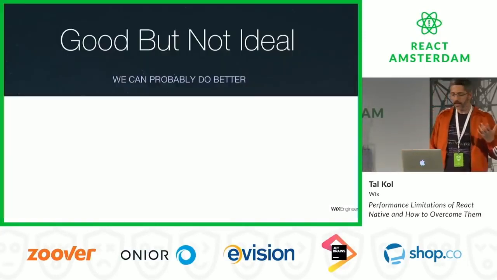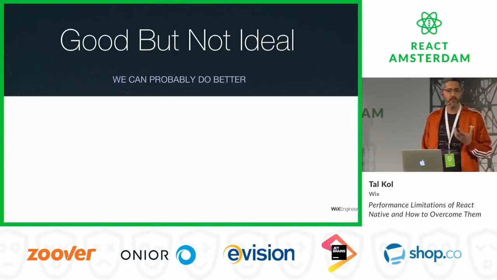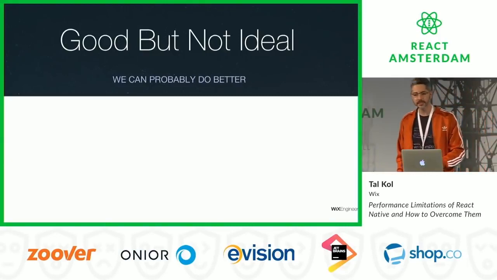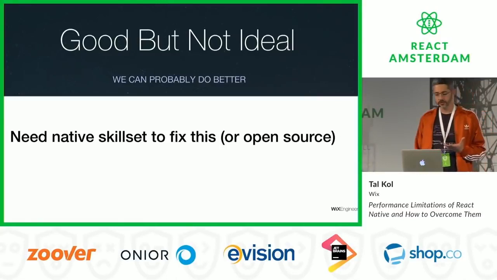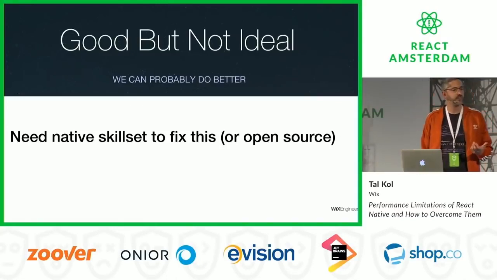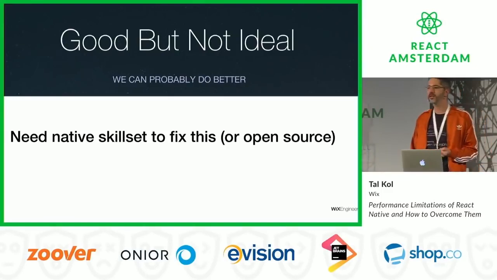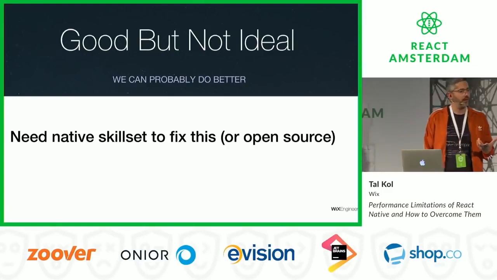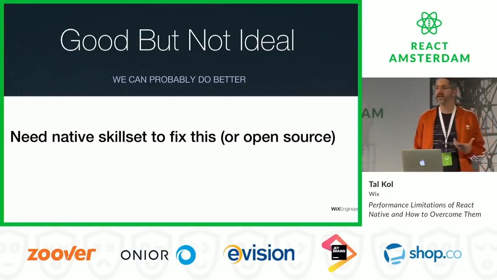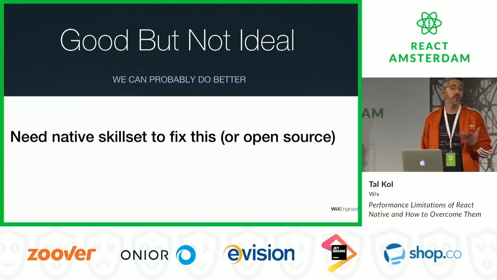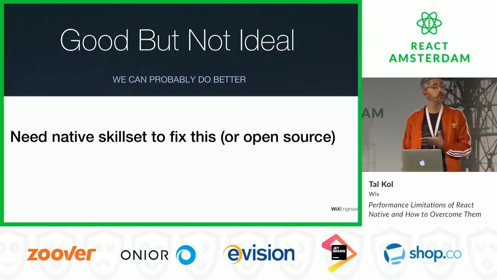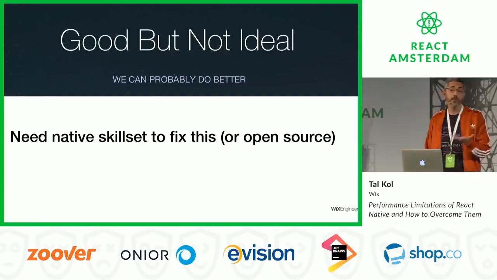And this is good, okay, but this is not ideal. We can probably do better. Now, why isn't this good? It's not good because you need a native skill set to fix this. You even need to write it twice. If you were to implement this for Android, you would need to write it in Java as well. And this is annoying, okay? You would need a native developer with native expertise. And if you don't know how to write native code, you can rely maybe on open source. Maybe find somebody who already wrote a similar component and published it.